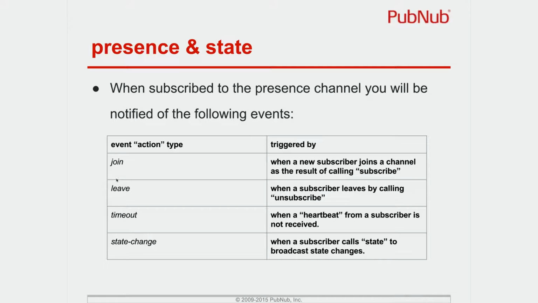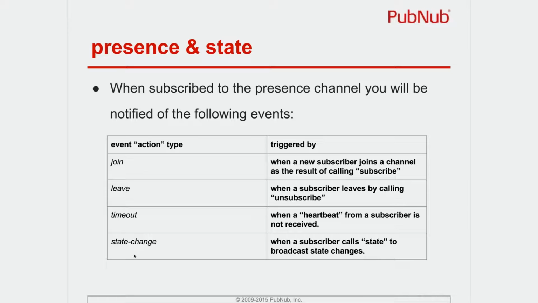So you're going to get a join when folks join the channel. You'll get a leave only when unsubscribe is called. And if unsubscribe is not called, somebody has a network outage or they've walked away from the computer, eventually you'll get a timeout. Whenever the client doesn't send the server a heartbeat within that heartbeat period, then the server will eventually issue a timeout.